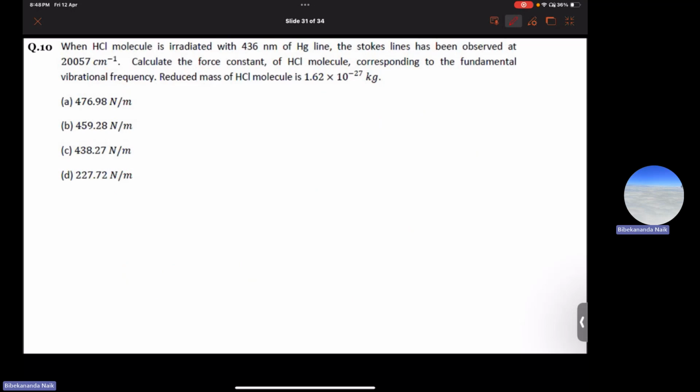The question said, when HCl molecule is irradiated with 436 nanometer of mercury line, the Stokes line has been observed at 20057 centimeter inverse. Calculate the force constant of HCl molecule corresponding to the fundamental vibrational frequency. Reduced mass of HCl molecule is 1.62 into 10 to the minus 27 kg. The options are option A, 476.98 Newton per meter, 459.28 Newton per meter, 438.27 Newton per meter, and 227.72 Newton per meter. So these are the four options. I'll give you a few minutes to try this question, and after some time I will discuss.